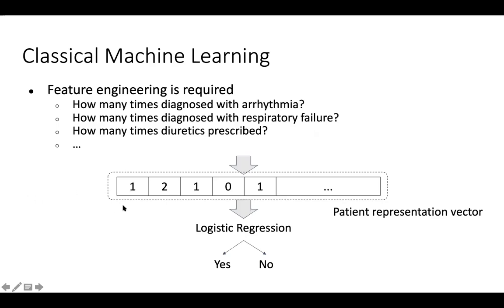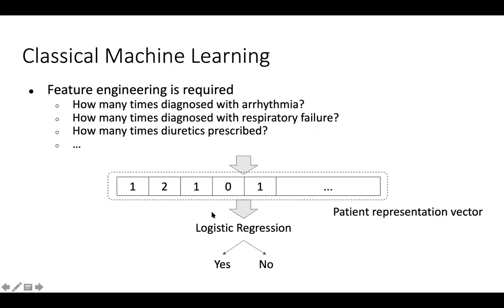So in that case, the first dimension would be the number of times the patient had been diagnosed with arrhythmia. The second dimension would be the number of times the patient had been diagnosed with respiratory failure, something like that. So each dimension would represent a feature chosen by a physician. And that would become our patient representation vector. So this fixed size vector would be a representation of a patient's experience over a lifetime, or over a very long period of time.